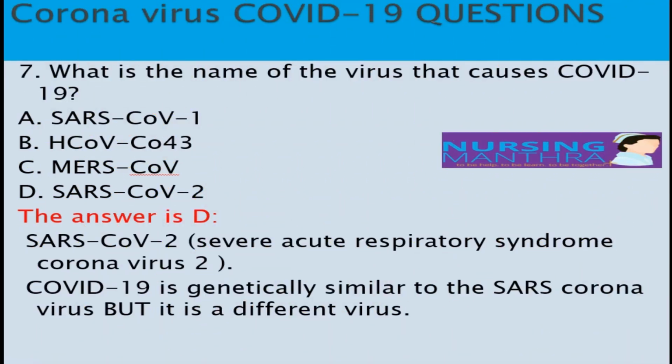Seventh question. What is the name of the virus that caused COVID-19? A. SARS-CoV-1, HCoV-OC43, and MERS coronavirus, SARS coronavirus 2. Answer is D. SARS-CoV-2, Severe Acute Respiratory Syndrome coronavirus 2. COVID-19 is genetically similar to the SARS coronavirus, but it is a different virus.